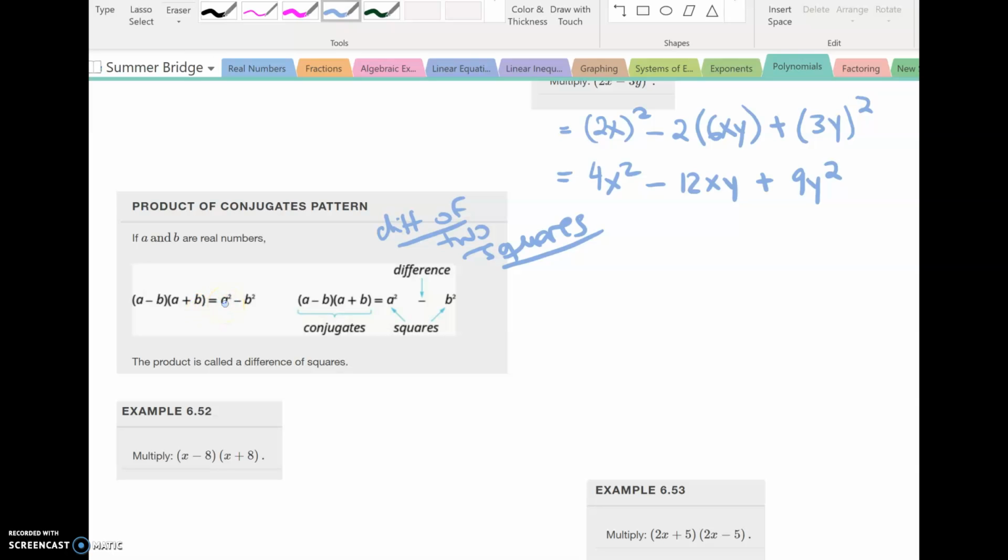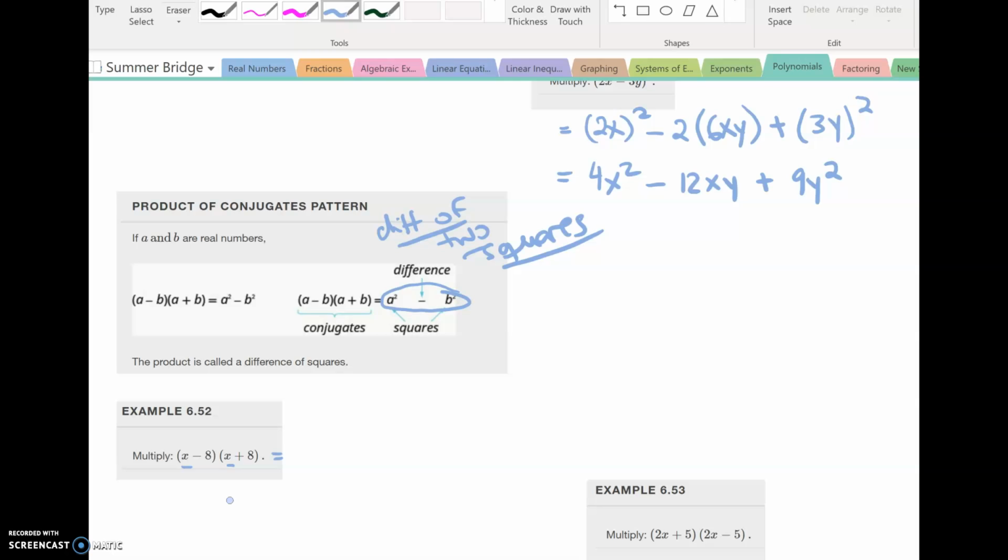So what actually ends up happening really nicely, if you were to FOIL this out, the middle two terms would end up becoming 0 when you combine the like terms. And so this right here is always going to be your answer. The first term squared minus the second term squared. So this is what it would look like.